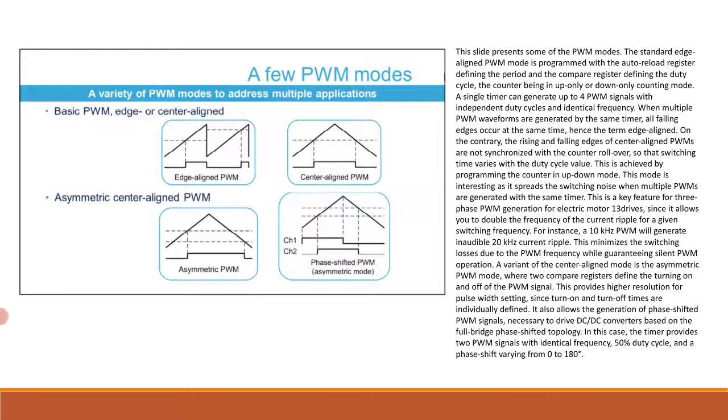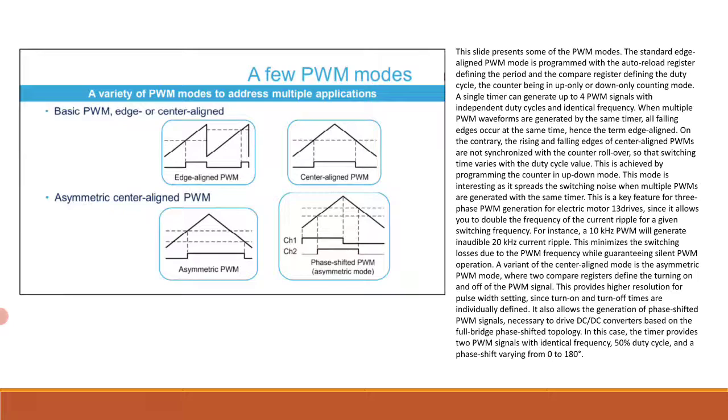A variant of center aligned mode is the asymmetric PWM mode, where two compare registers define the turning on and off of the PWM signals. This provides higher resolution for pulse width setting. Since turn on and turn off timers are individually defined, it also allows the generation of phase shift PWM signals necessary to drive DC to DC converters based on the full bridge phase shift topology. In this case, the timer provides two PWM signals with identical frequencies with 50% duty cycle and a phase shift varying from 0 to 180 degrees.